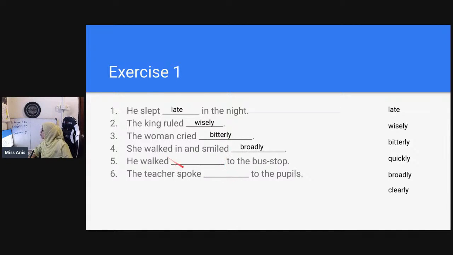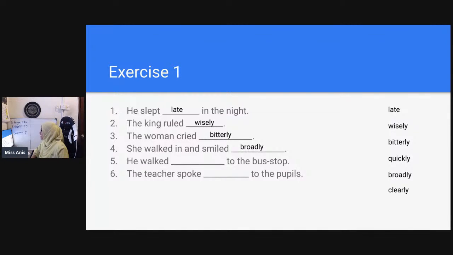Number 5, he walked to the bus stop. So tinggal broadly, dengan broadly dah guna. So tinggal clearly dengan quickly. Okay, sebab tinggal lagi 2 kan. Let's go through dulu terus lah. Okay, he walked blank to the bus stop, and the last one, the teacher spoke blank to the pupils. So here dia berjalan ke bus stop. And then yang ke-6, cikgu bercakap to the pupils dengan people siapa? Dalam bahasa Melayu, pelajar.